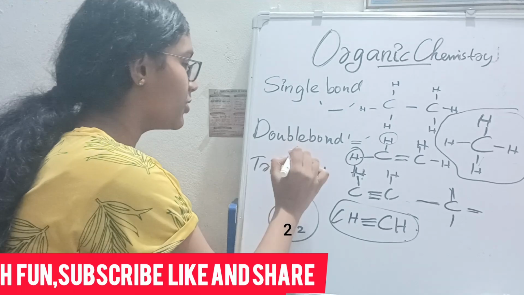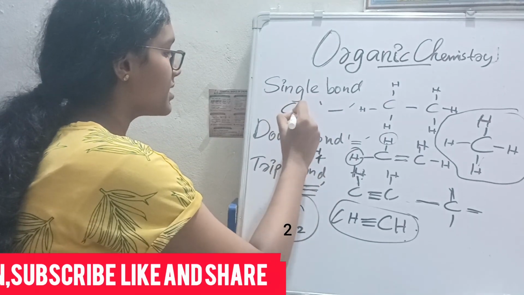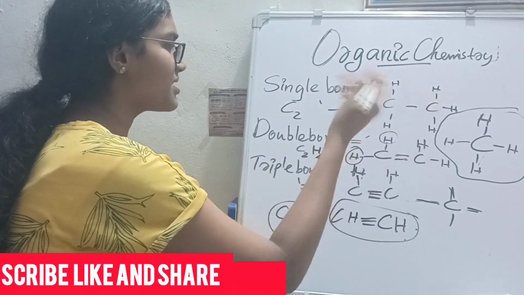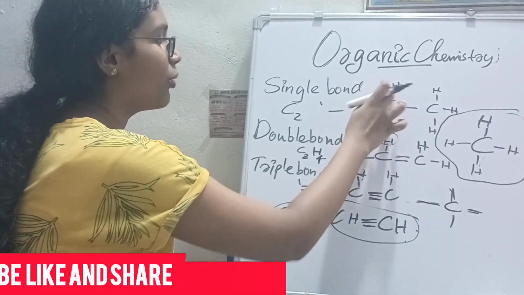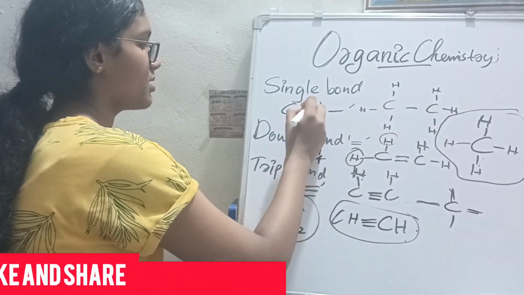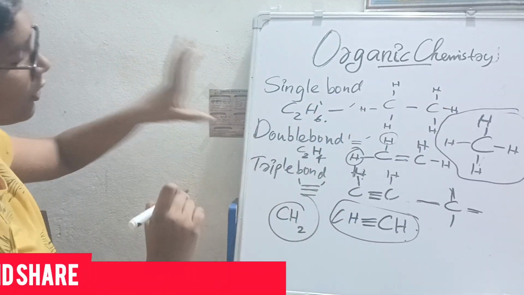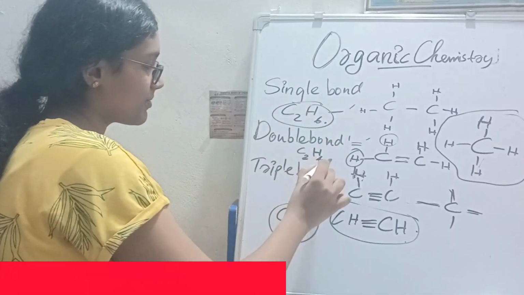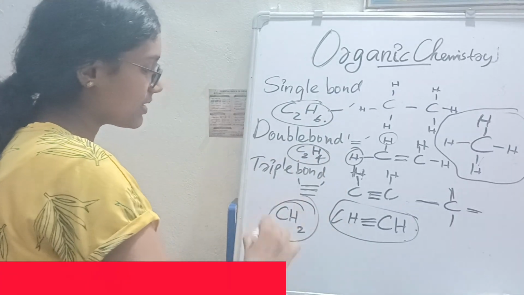Here the molecular formula would be C2. Again, only 2 carbons are seen here, right? Only 1, 2, 3, 4, 5, 6. These are the molecular formulas of these compounds. Got it? These are the molecular formulas.